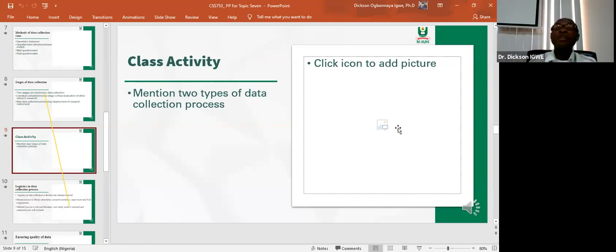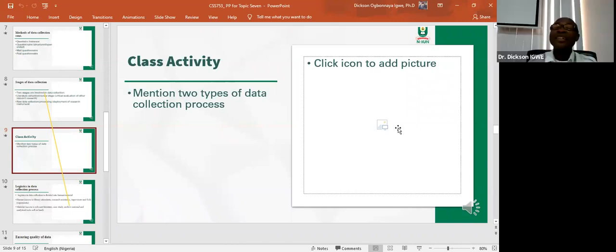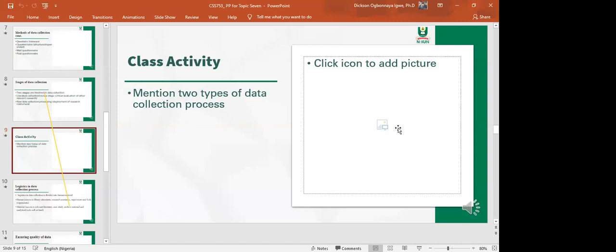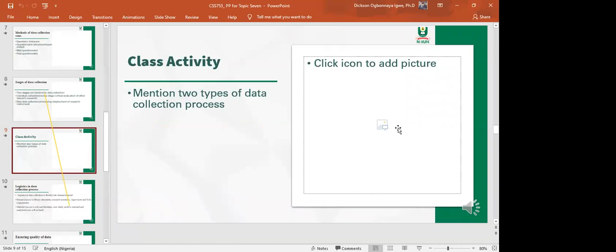We are talking about the two types of data collection. Yes, sir. We have the primary data collection and the secondary data collection. Under the primary data collection, we say that the primary data are the first-hand information one gets from the field. We can also look at them as raw data or the reality on ground.